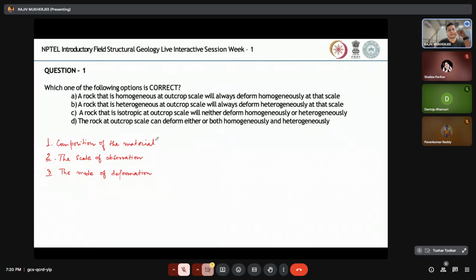Okay, so there are three aspects of this question. One talks about the homogeneity or heterogeneity of the sample itself, that is the composition. Number 2 is the scale of observation, and number 3 is the mode of deformation.